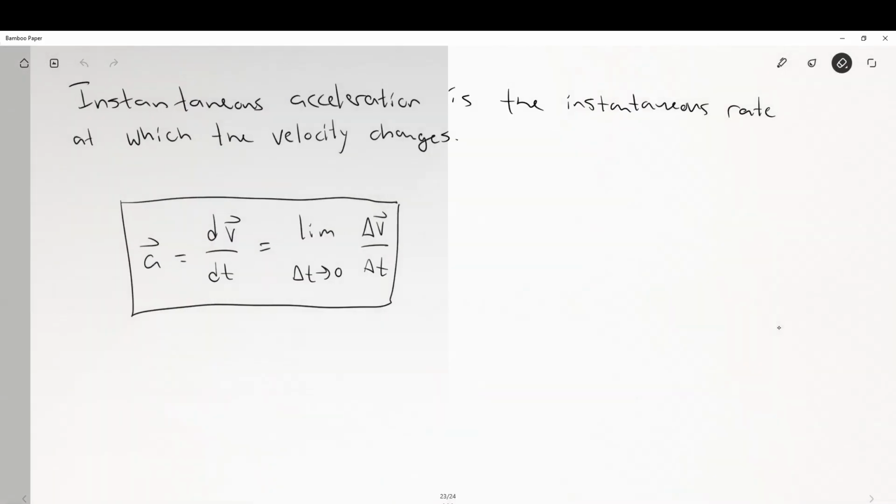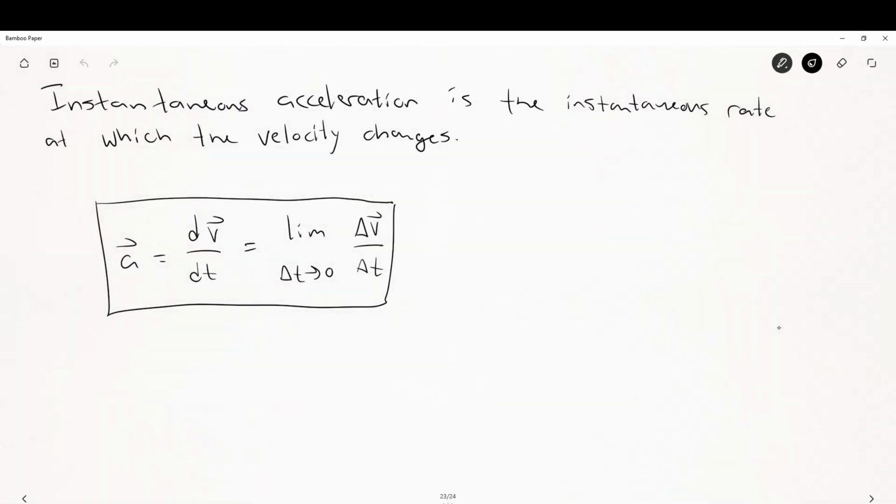And just like with velocity, we have instantaneous acceleration, which is the instantaneous rate at which velocity changes. And that is just the derivative of the velocity with respect to time. Okay.